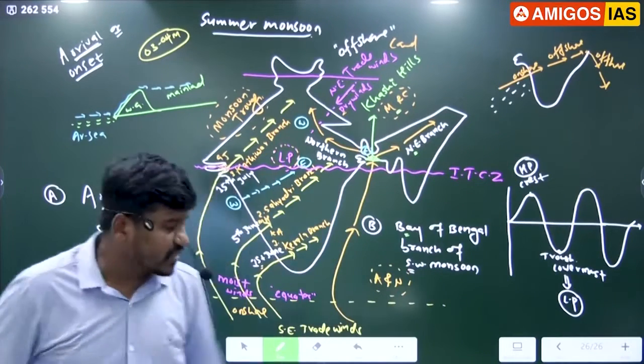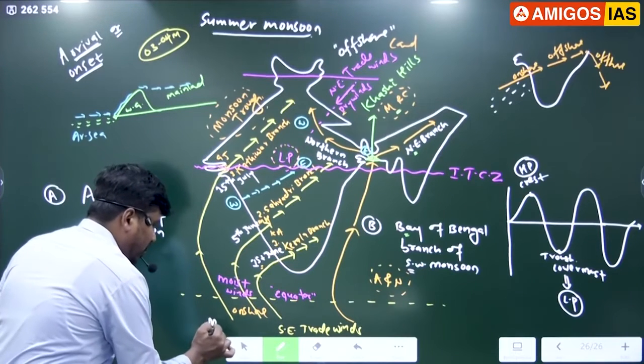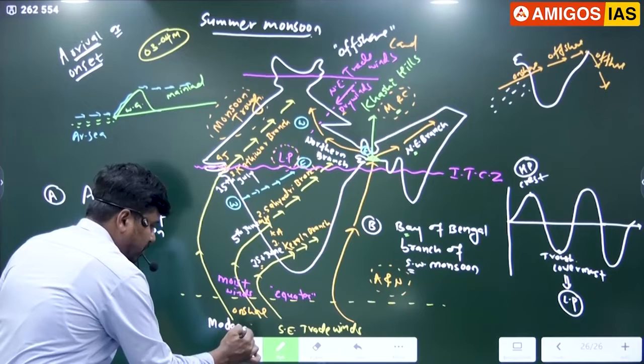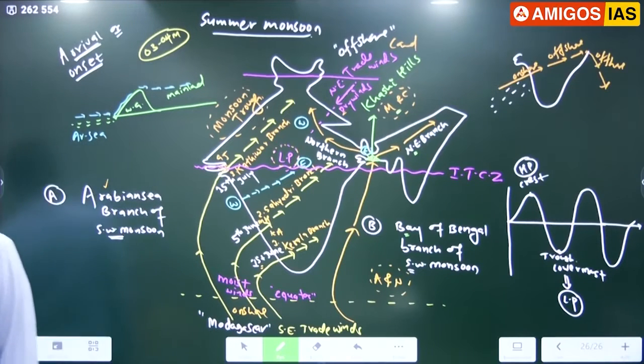Listen, this is also a very important point. Southeast trade winds from the Madagascar region cross the equator and deflect towards the right.